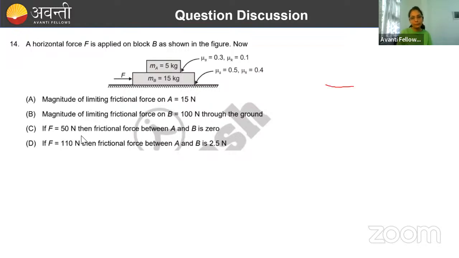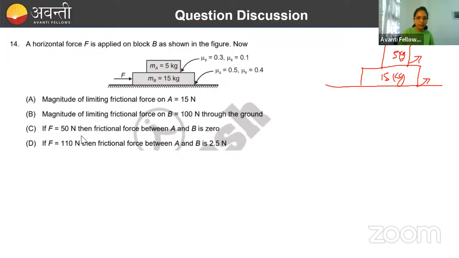So first of all, you see here there is a block, and its mass is 15 kg, and the other one is 5 kg. This is the first surface, and this is the second surface. Now, what is the first question? Magnitude of limiting frictional force on A. If we have to calculate friction force, we need to calculate normal reaction. So let's write the FBD of both 5 kg and 15 kg.